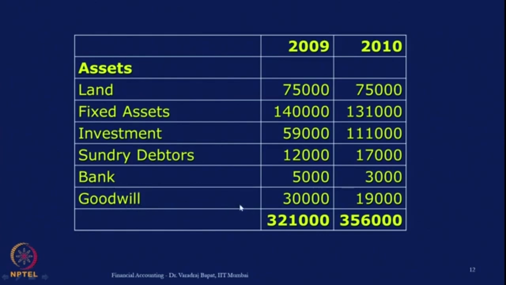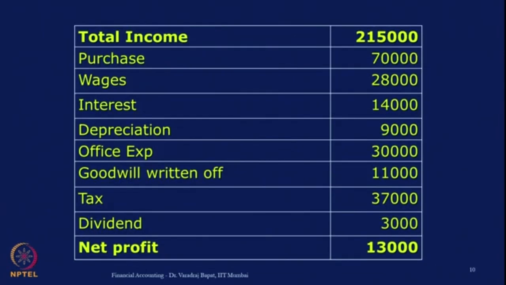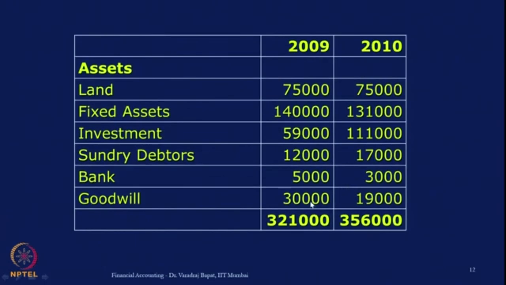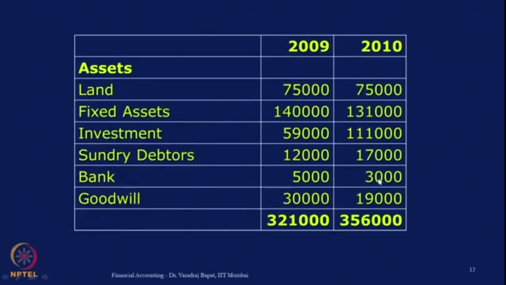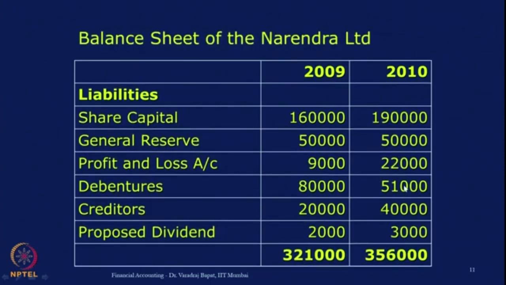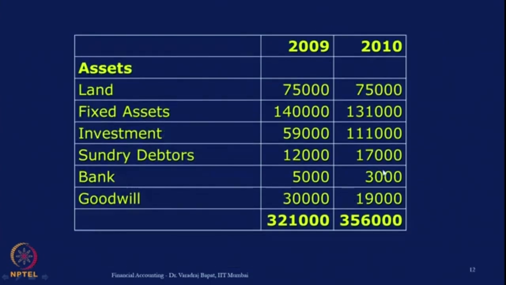Goodwill. You can see it has fallen from 30 to 19. Normally, goodwill falls because of amortization. So, we will have to look in the P&L account. You can see here goodwill written off 11,000. So 30 to 19, the difference is because of goodwill written off. Right now you can mark it as an O item. So I hope you understood all the markings of the balance sheet.